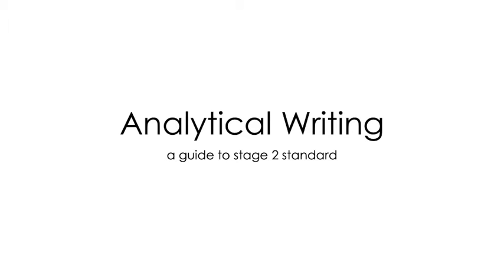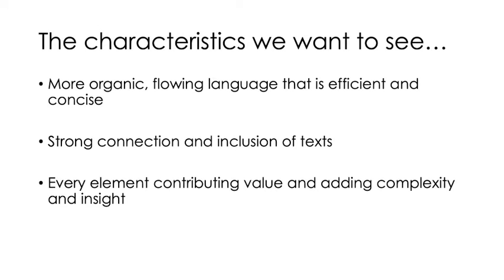This video was created to go over the process of analytical writing at the Stage 2 standard. The characteristics that we really want to see in Stage 2 are that students are writing in a more organic, flowing language that is both efficient and concise. As we start to move into the higher levels of Stage 2, we see less allegiance to some of those traditional structures like TEAL, and we see more of a sense of where the writing needs to be and how closely and carefully constructed it is.